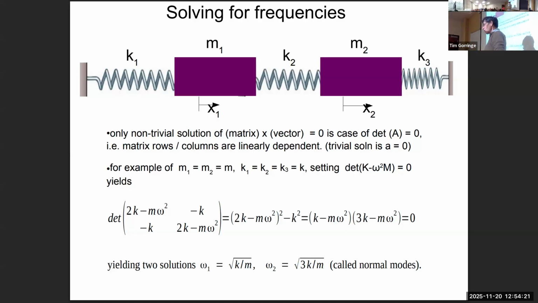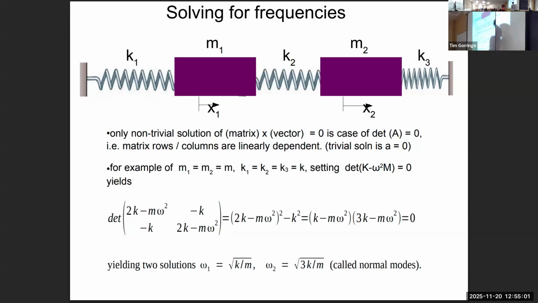If you want to remind yourself why the determinant of A equal to 0 is the key to solving this: if the determinant of a 2x2 matrix is 0, it means the two columns are linearly dependent on one another, proportional to one another, or the two rows are proportional to one another. Only if the two columns or the two rows are proportional can the matrix multiply the vector A and give you 0. So this is the key point.